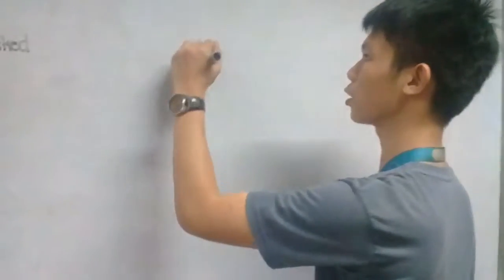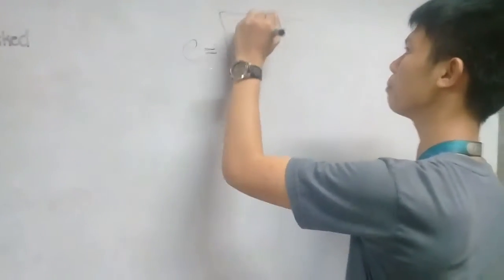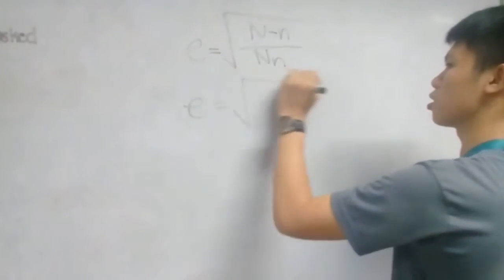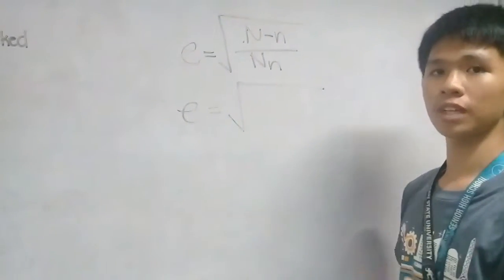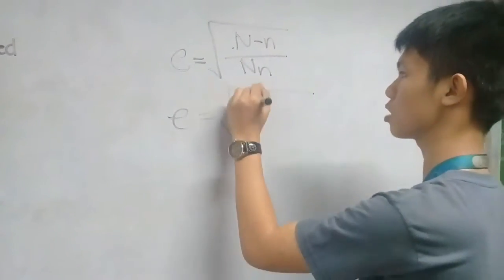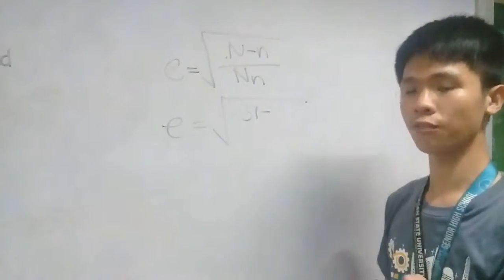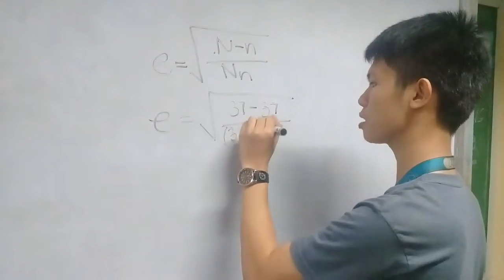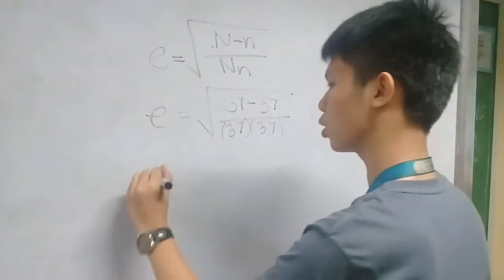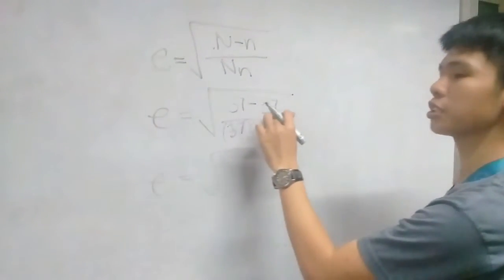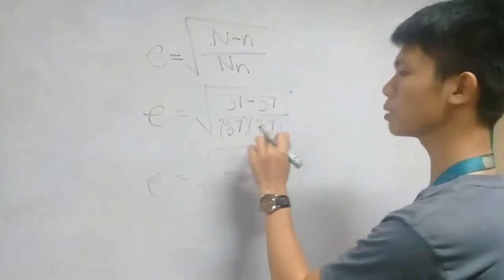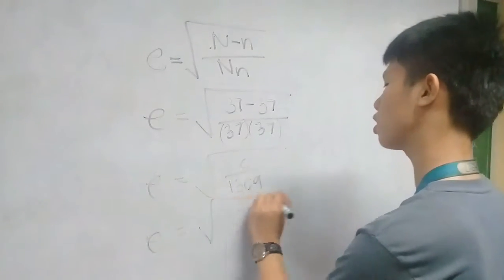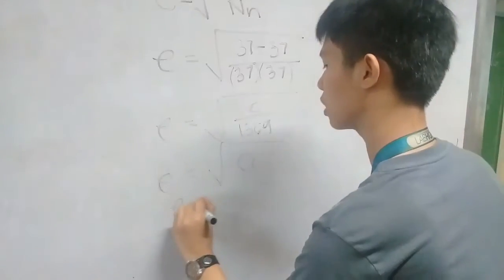Now let's find our confidence level. First, we must find the error, which is equal to the square root of N minus n over N times n. So we substitute. The value of N is the total population of the grade 11 STEM B male students, which is 37. And since we interviewed all of them, our sample n is also 37. So it is 37 minus 37 over 37 times 37. The error is equal to the square root of 37 minus 37, which is 0, over 37 times 37, which is 1,369. So the error is the square root of 0, and the error is therefore 0.